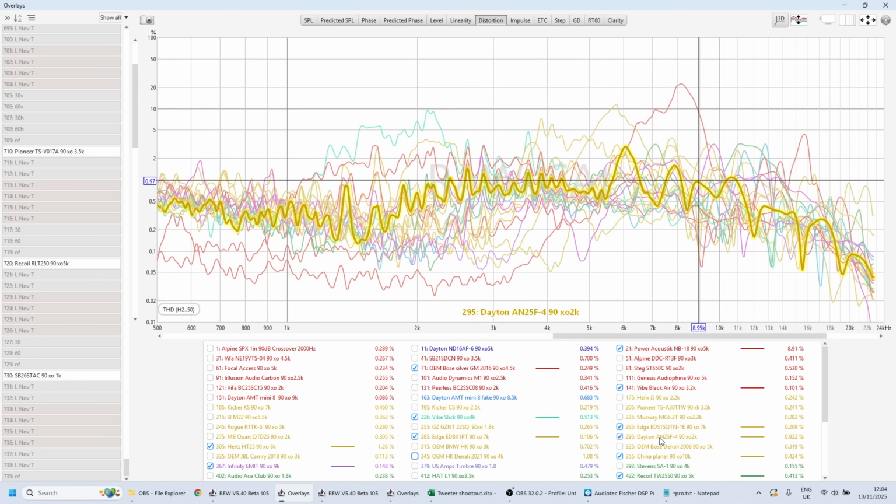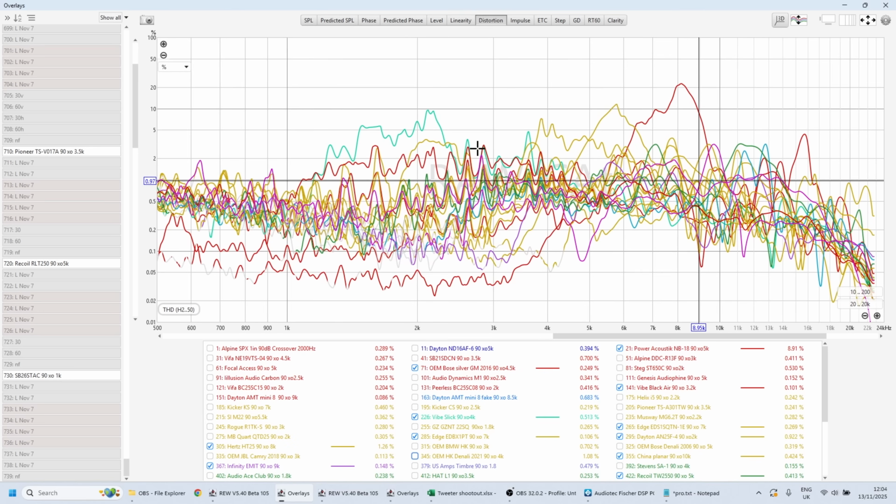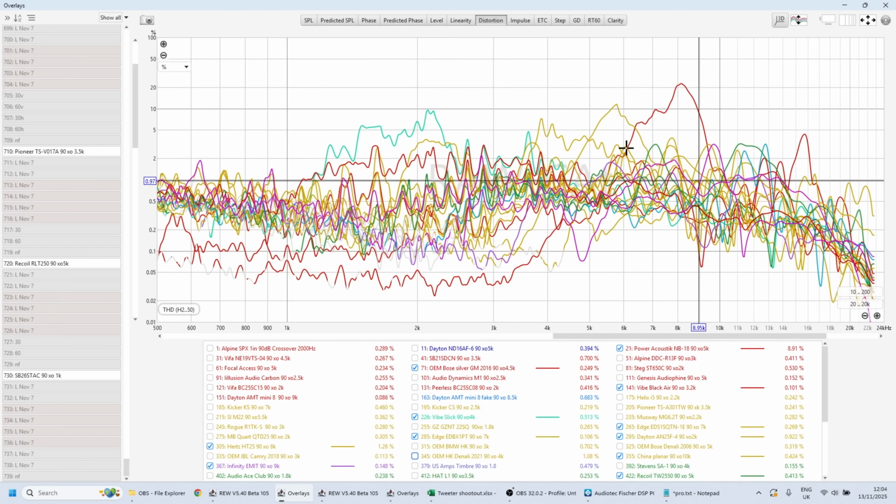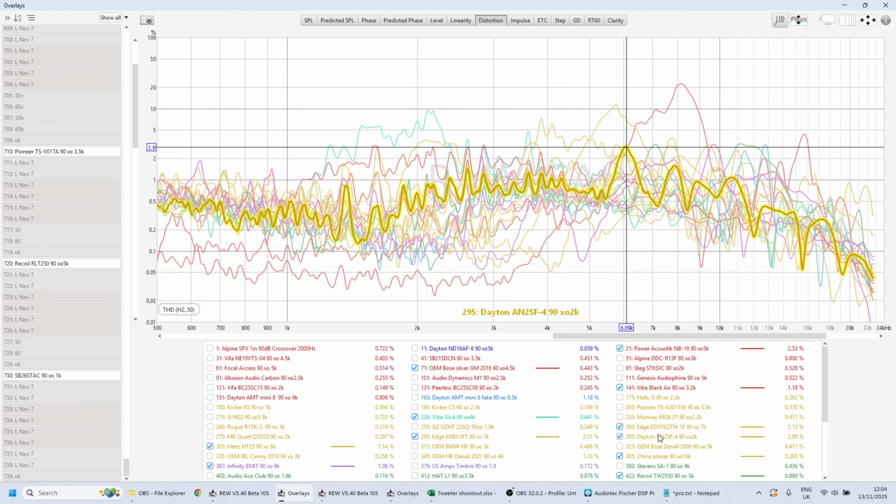Dayton AN25F. This is overall a bit tricky because it's crossed at 2K, so it can handle very low crossover. And you can see in this area, it's kind of okay, but it has quite a high distortion at 6K and above. It rises up to, what, 3%? So in my book, this is not good. We're going to be very critical.